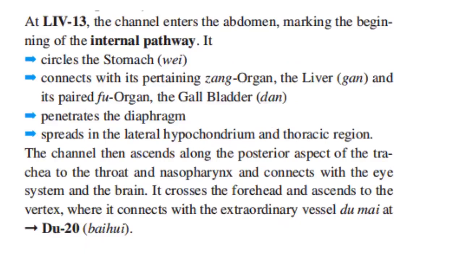At liver 13, the channel enters the abdomen, marking the beginning of the internal pathway. It circles the stomach, connects with its pertaining Zhang organ, the liver, and its paired Fu organ, the gallbladder, penetrates the diaphragm, spreads in the lateral hypochondrium and thoracic region. The channel then ascends along the posterior aspect of the trachea to the throat and nasopharynx and connects with the eye system and the brain. It crosses the forehead and ascends to the vertex where it connects with the extraordinary vessel Dumai at Du20.